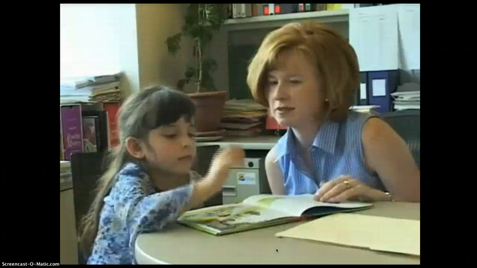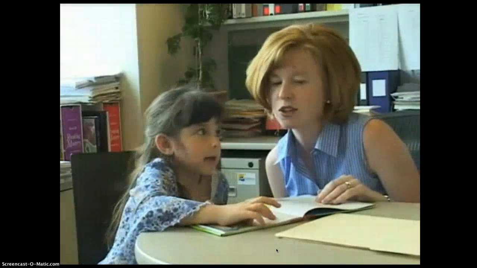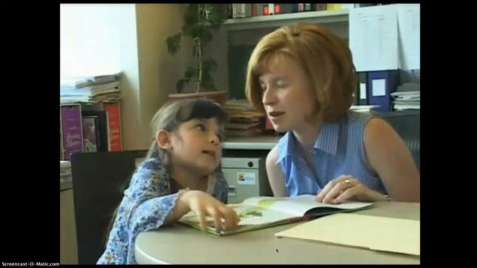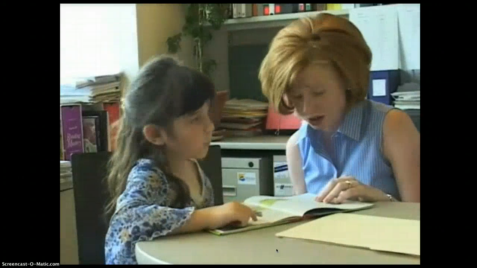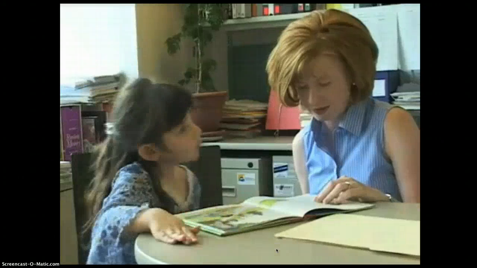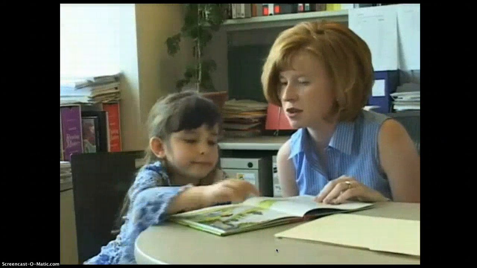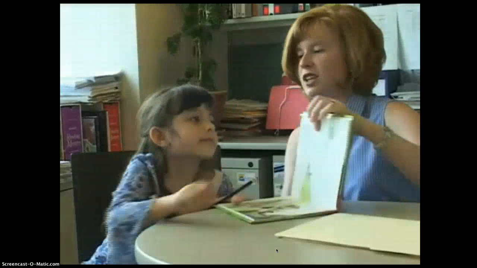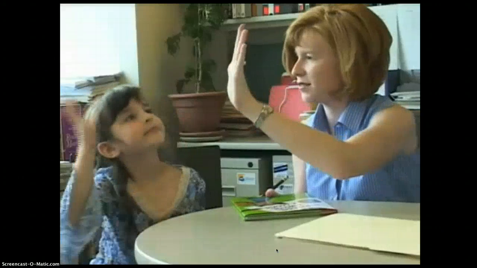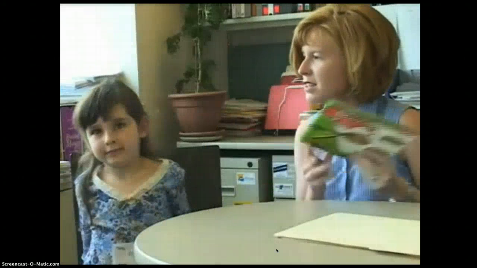Can you point to a letter that you know in the story? Good job. Can you point to a word? Show me a word in the book. Good job. Can you show me a space between the words? Good job. Okay, you did excellent. High five. Good job. Are you ready for something else?